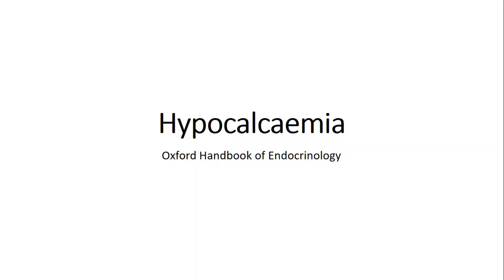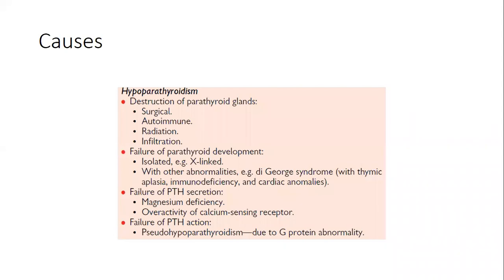Hypocalcemia. The text has been taken from the Oxford Handbook of Endocrinology. So the common causes of hypocalcemia include hypoparathyroidism, which could be related to the destruction of the parathyroid glands secondary to surgical, autoimmune conditions, radiation, and infiltration.